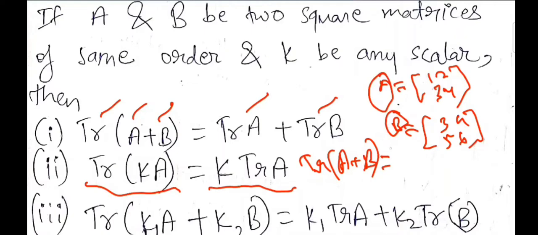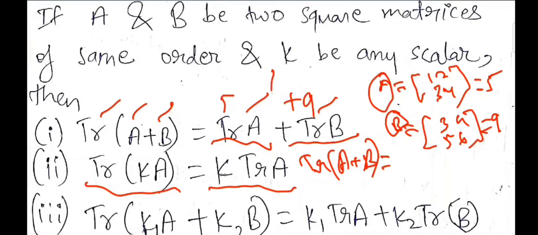But I can equate it to this: I will find the trace of A separately and the trace of B separately. Over here the trace is 5, in this case the trace is 9, and I will then add 5 and 9. So clearly I will get 14. So instead of finding the sum first and then taking the trace, I can add the individual traces and get the final result, right?